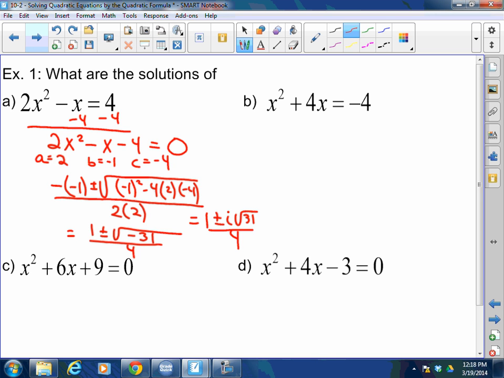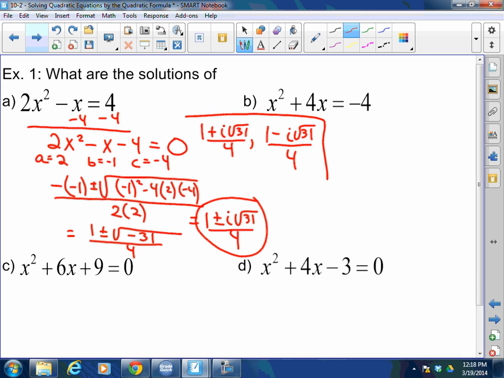Now, I want you to understand what this means. You have found 2 solutions, my friend. You have found 1 plus i square root of 31 over 4, and you have found 1 minus i square root of 31 over 4. That's why you have the plus or minus. You do not have to break these up necessarily. I may ask you to, but you better realize that that plus or minus is not there for pretty. It's there to separate the plus side and the minus side. Does that make sense, y'all?